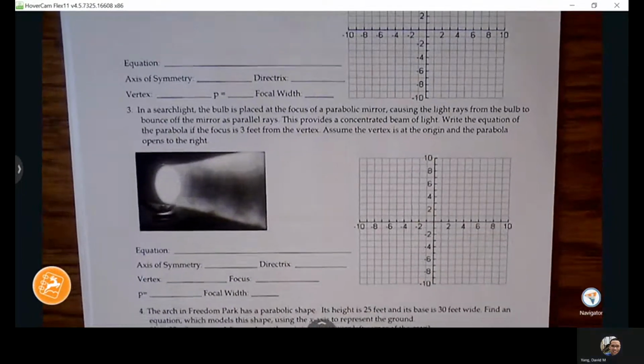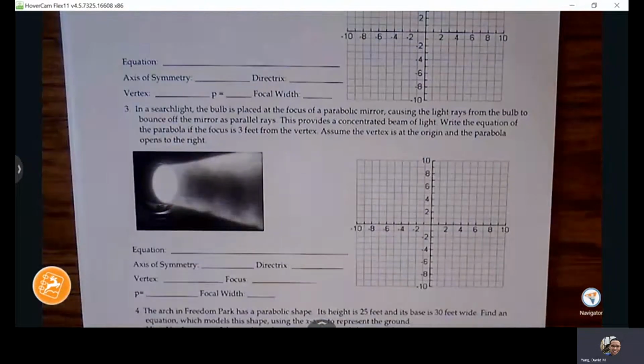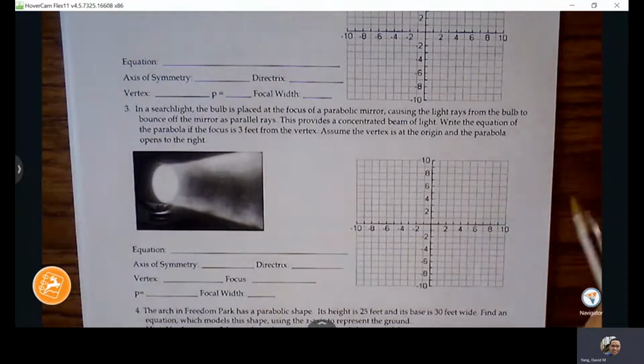Okay, your classwork are 2, 3, and 4, but I'll work through them as you guys are working through them as well.